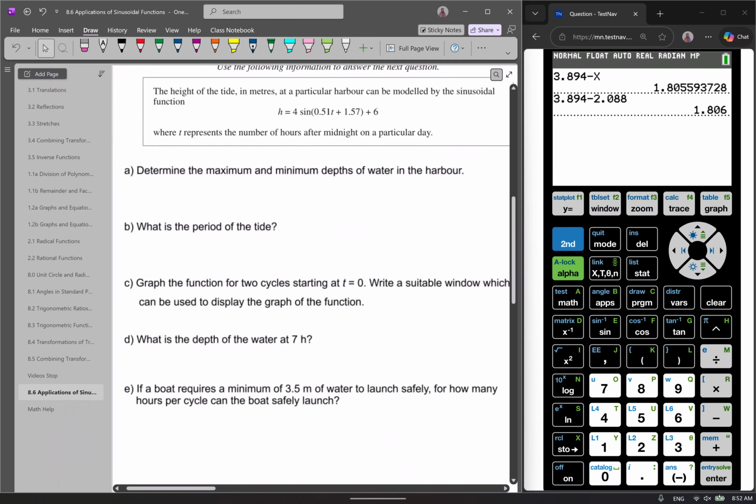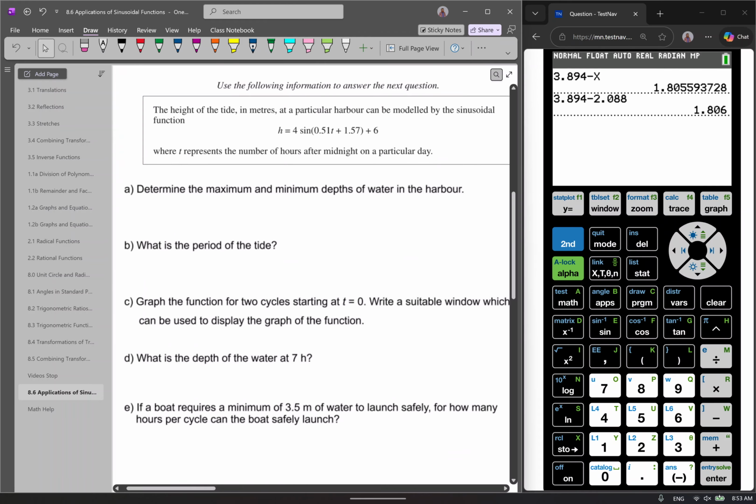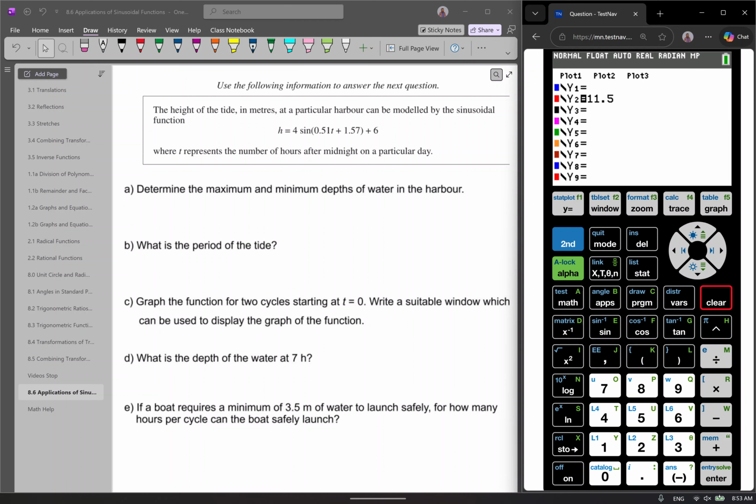Okay, let's keep going to the next one here. This one's also answered graphically. So what we're going to do is just create a new graph. 4 sine x plus 1.57 plus 6. Whoops, I should have the plus 6 on the outside.